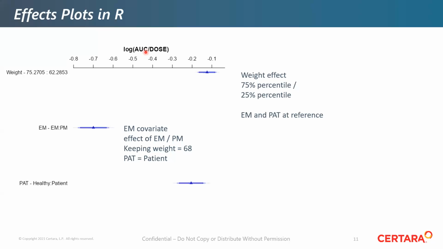I made a shortcut, so I'm not modeling concentration. I'm using a simple model on AUC normalized by dose. So you can see here, okay, what is the effect of body weight? By default, RMS would use the 75th percentile to the 25th percentile, because we think it's representative of the data. And for the categorical covariate, we have EM over reference, so poor metabolizer versus reference. We see here's the effect, and healthy over patient.